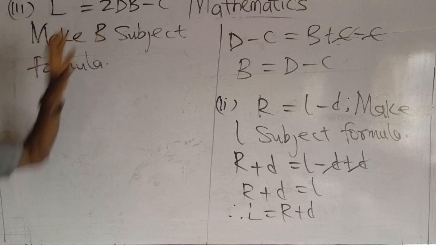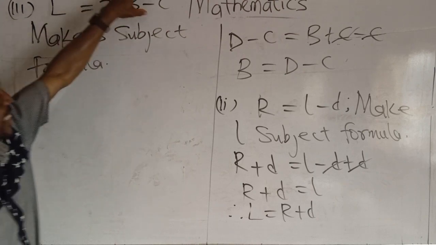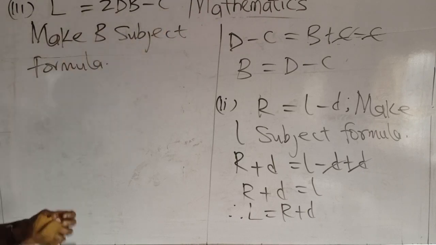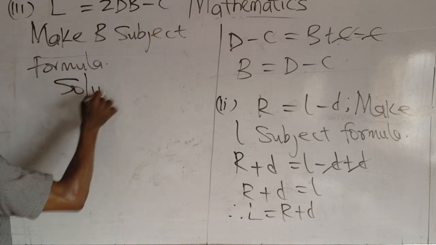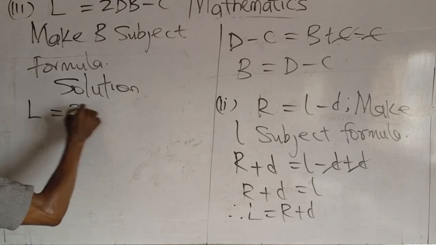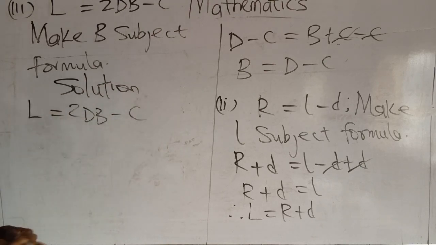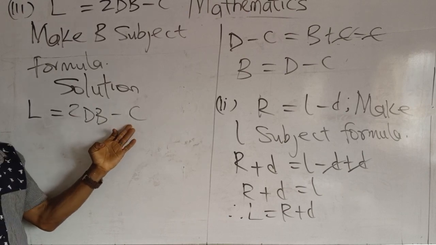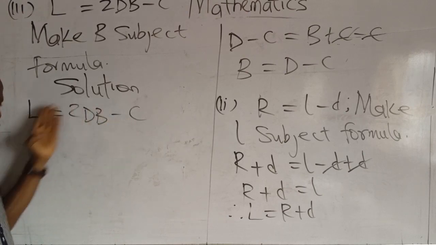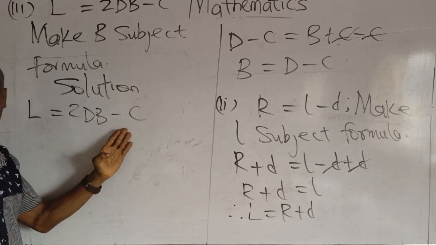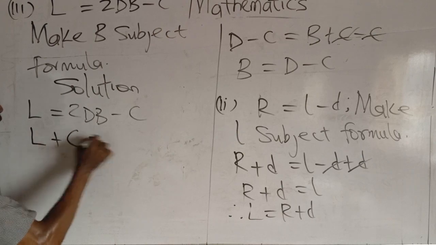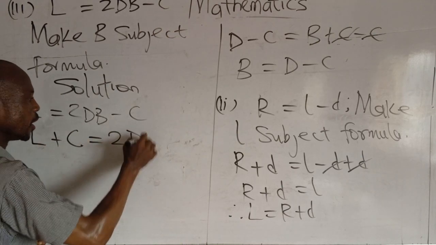So what do we do? First, our C here is separated with a negative. So we are going to do what? Let's look at the solution. L is equal to 2DB minus C. So we are going to move C. Because C is negative here, when it crosses the equality sign, it becomes plus. So we now have L plus C is equal to 2DB.